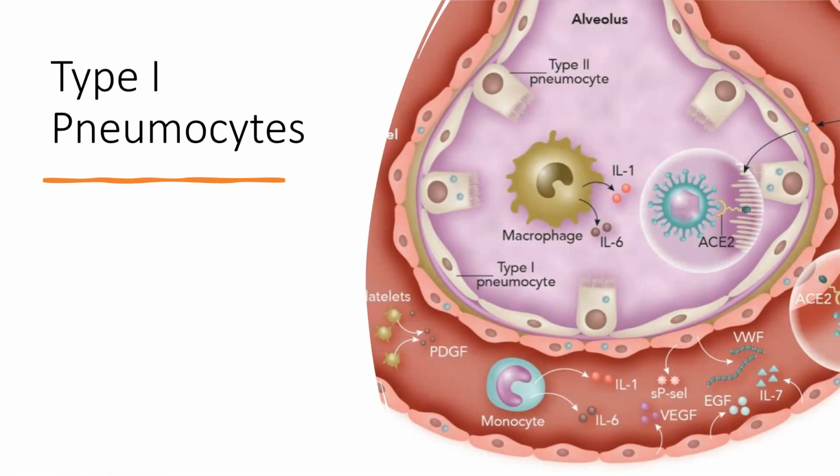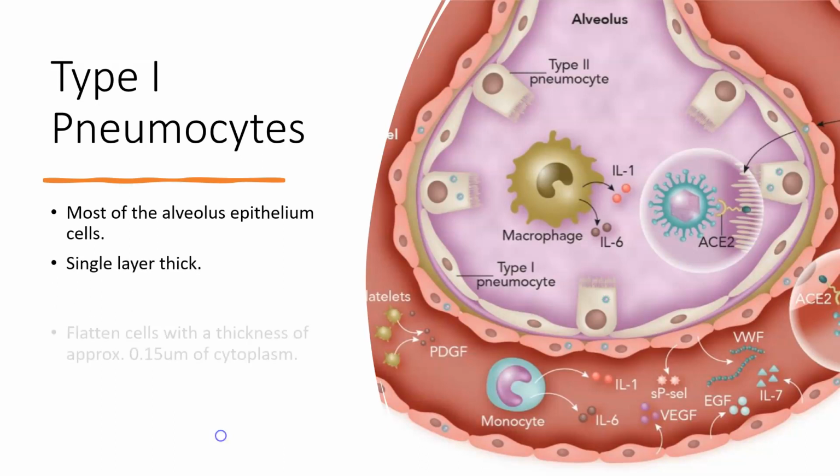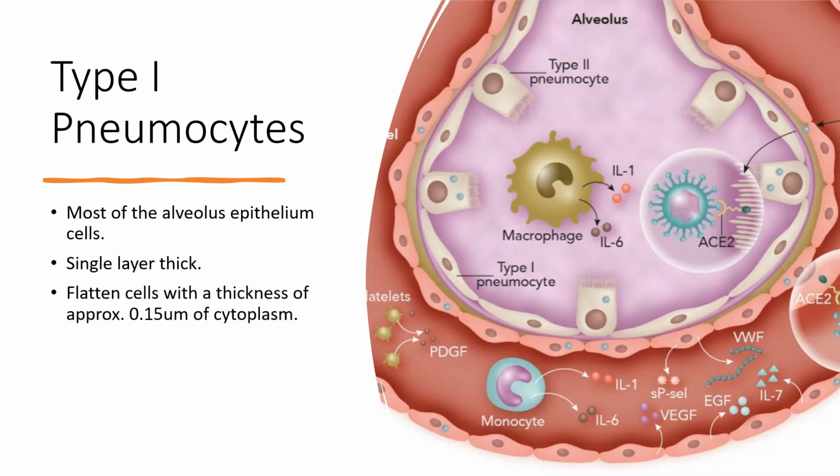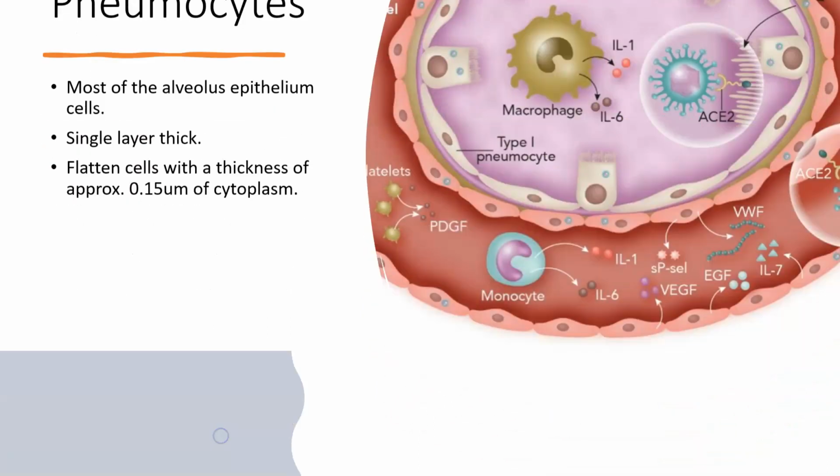So in this diagram here, you can see our type 1 pneumocyte in the center there. But it's any of those thin cells around the alveolus, okay? You've got type 2s, which look like they're little brushes. They've got cilia on the end. And then the thinner ones are your type 1s. So these are most of the alveolus epithelium cells, epithelium being the layer. It's a single layer thick. They flatten with a thickness of approximately 0.15 micrometers of cytoplasm.